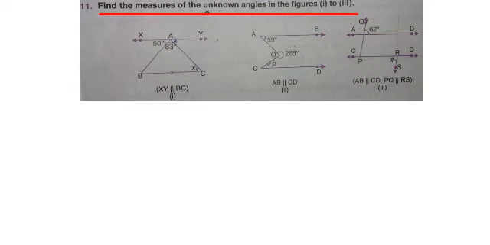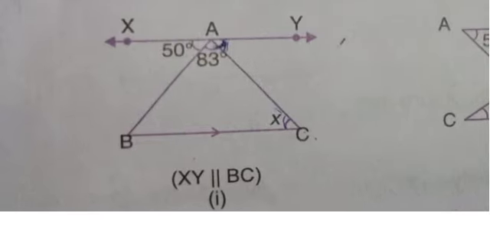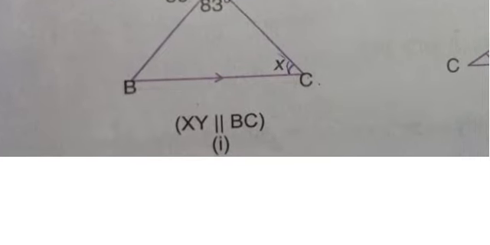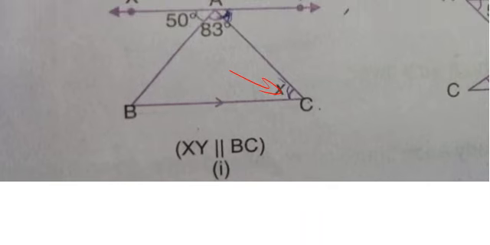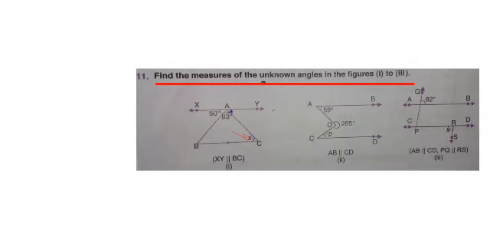I'll zoom into the first figure. Angle x is the unknown angle here, and we have to find it. The other two angles given to us are 50 and 83 degrees in a triangle. In the first part it is also given that XY is parallel to BC. So this XY is parallel to this BC.